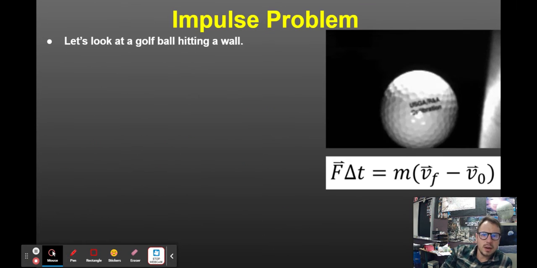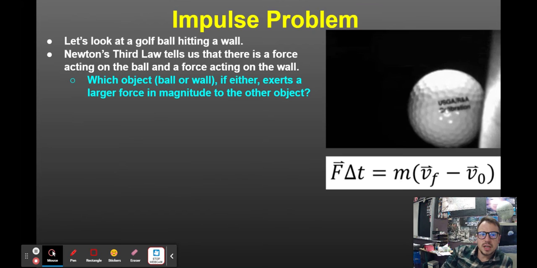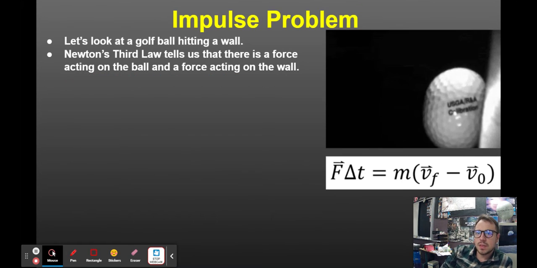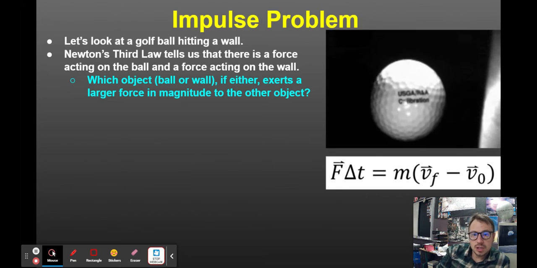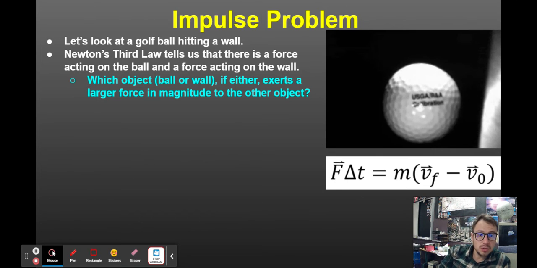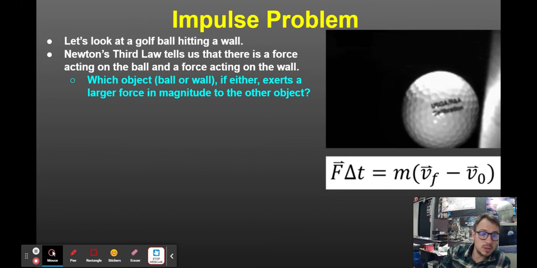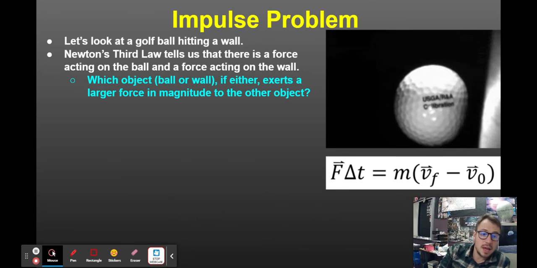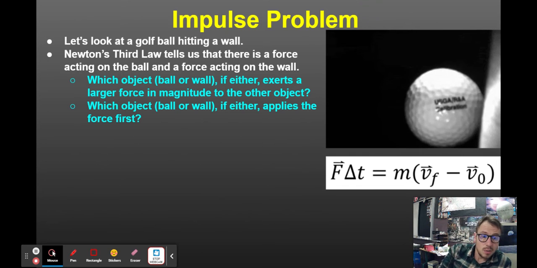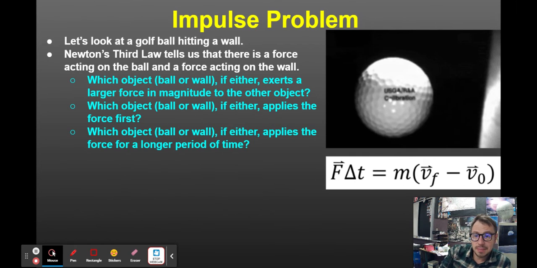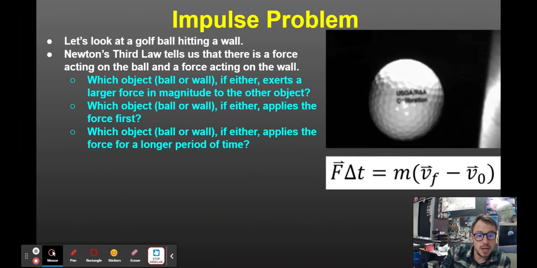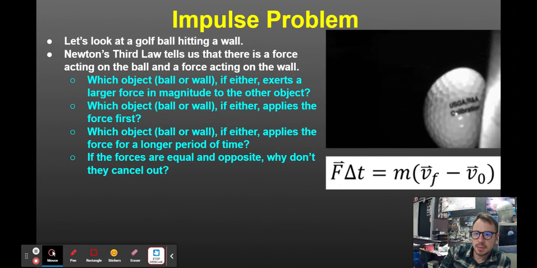So let's take a look at what this means. So let's look at the golf ball, right? Newton's third law tells us that there's a force acting on the ball and a force acting on the wall. So which of these objects exerts a larger force in magnitude to the other object? Well, Newton's third law says they're going to be equal. The ball is going to hit the wall, and the wall is going to apply an opposite and equal force right back. Which object applied the force first? Well, force pairs are simultaneous. They happen at the same time. Which object applied the force for a longer period of time? Well, they're simultaneous, so they happen for the same amount of time.